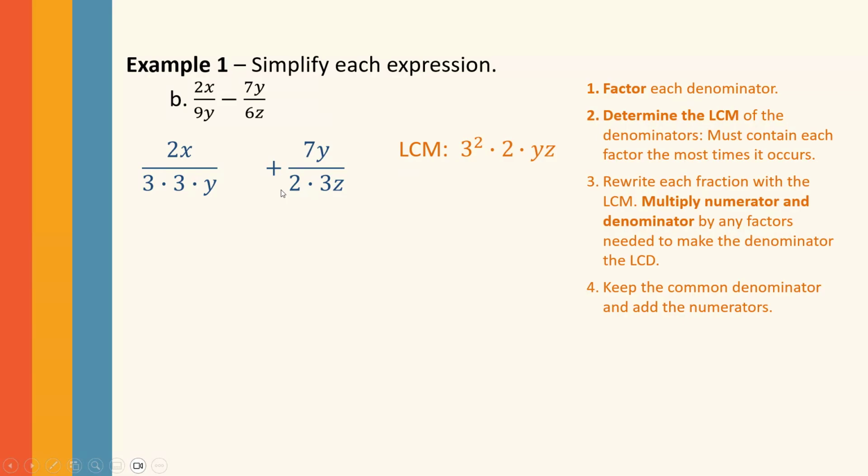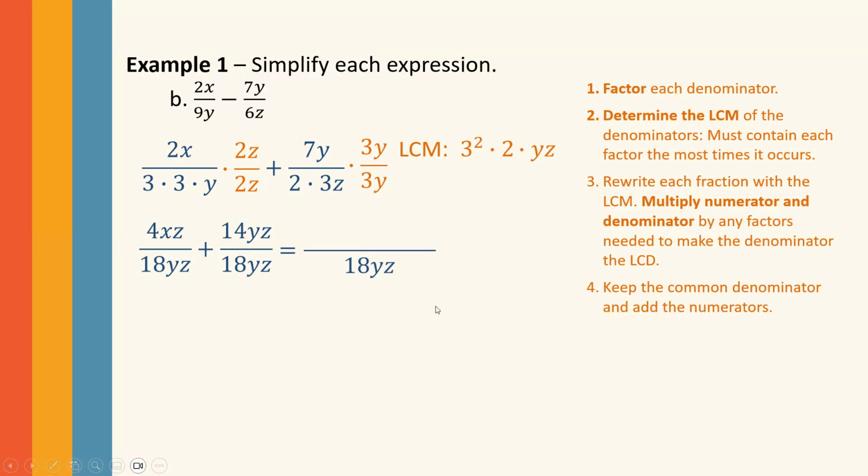So then I'm going to look at the first denominator and look at which factors it's missing so that it would be equal to the least common multiple. So it needs a factor of 2 and a factor of z. So we're going to multiply by 2z over 2z. Then for our second denominator, looking at what it needs, it only has 1 factor of 3, but it needs 2, and then it needs a factor of y. So we're going to multiply by 3y over 3y. So now our denominators are both 18yz. And then we will keep the denominator and add the numerators.